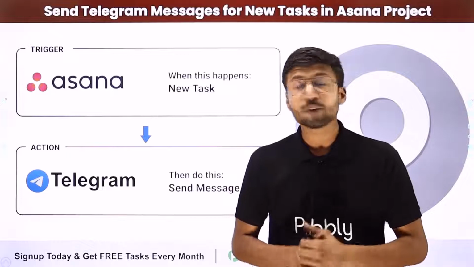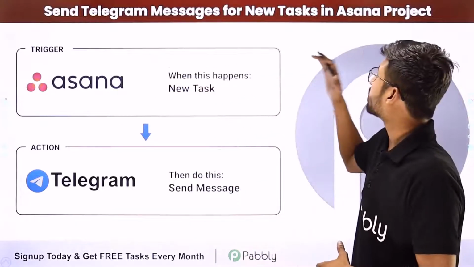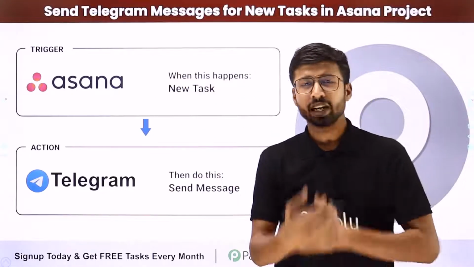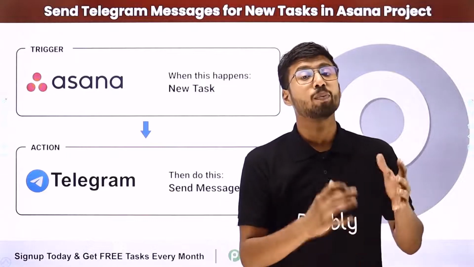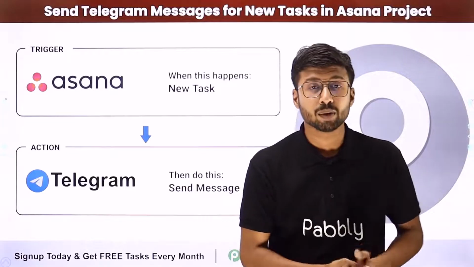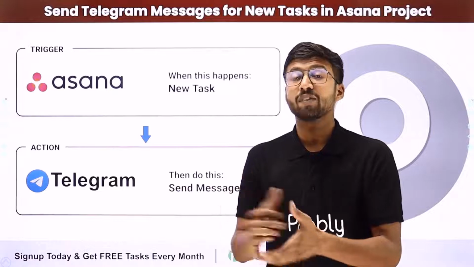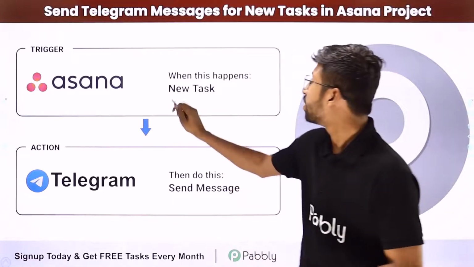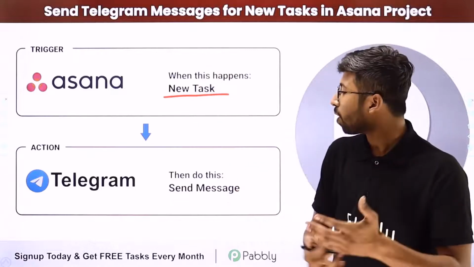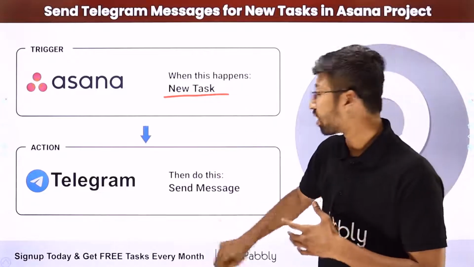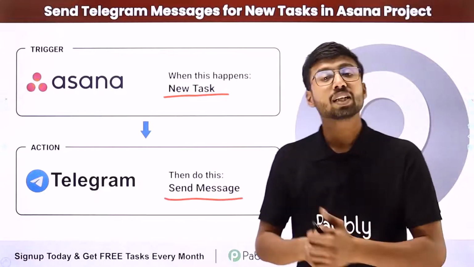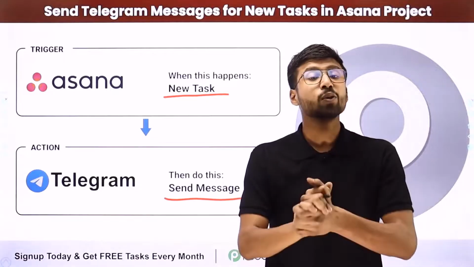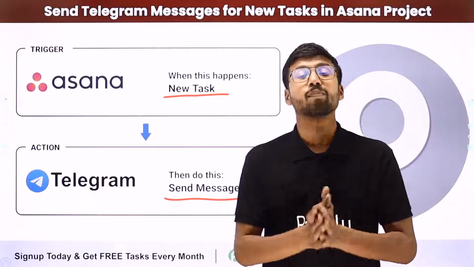So in this video, we are going to learn how to send Telegram messages for new tasks in an Asana project. Now suppose, guys, you are using Asana to manage all of your projects and tasks with your team members, and you use Telegram to communicate with your team members in a group or on a channel. Now you want that whenever a new task is created in Asana, automatically the details of that newly created task should be shared on your Telegram channel as a message. So let me tell you, this can be done with automation and Pabbly Connect.